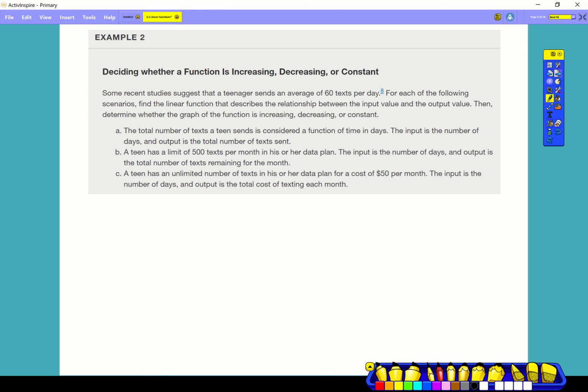Okay, so we're going to decide whether these functions are increasing, decreasing, or constant. Recent studies suggest that teenagers send an average of 60 texts per day. Wow, that's a lot, but I totally believe it. For each of the following scenarios, you're going to find the linear function that describes the relationship between the input value and the output value, and then we will determine whether the graph of the function is increasing, decreasing, or constant.